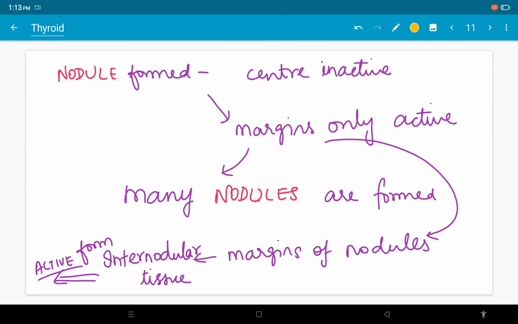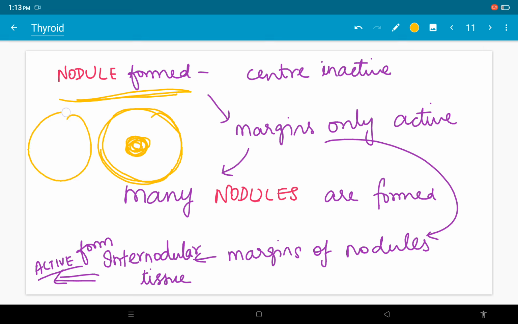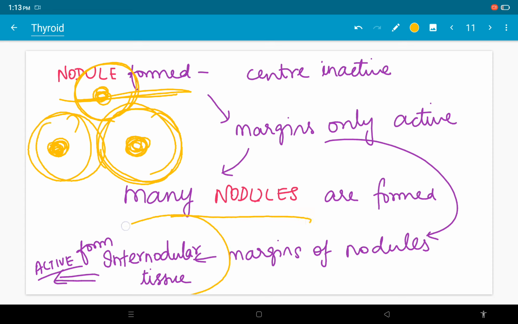So the centers of the nodules are formed. The center of the nodules, due to hemorrhage and necrosis, will remain inactive. The margins alone will remain active. And of course, multiple nodules will start forming. Multiple nodules, with centers inactive due to necrosis, and the margins remaining active. The margins merge together, forming internodular tissue. This internodular tissue will remain active while the centers of the nodules will be inactive. So this is the formation of multiple nodules in multinodular goiter.